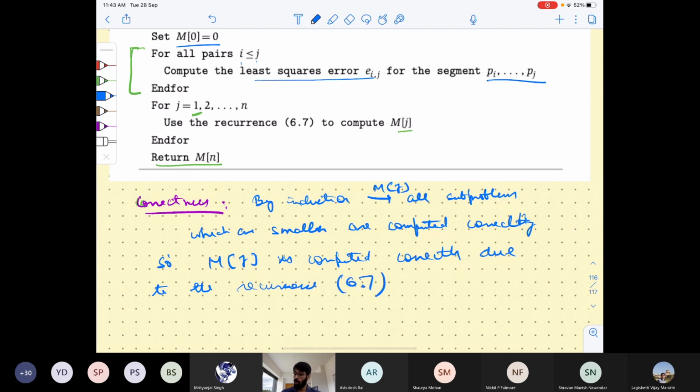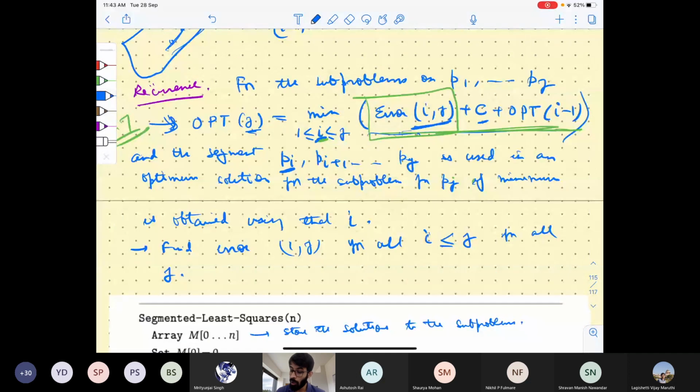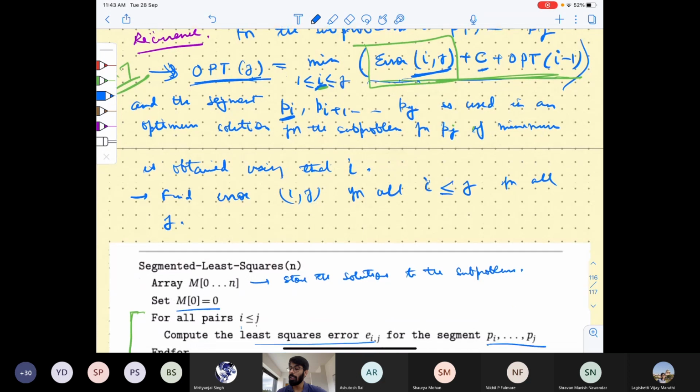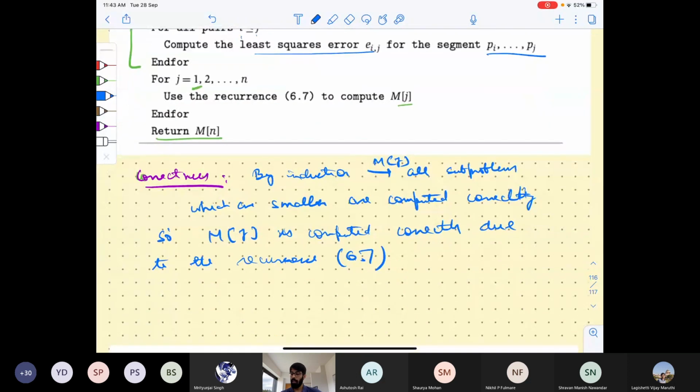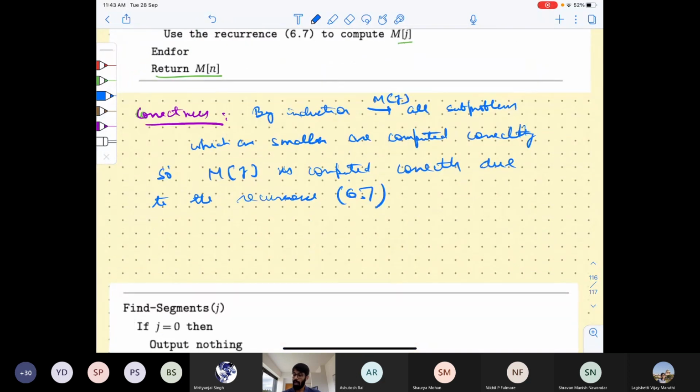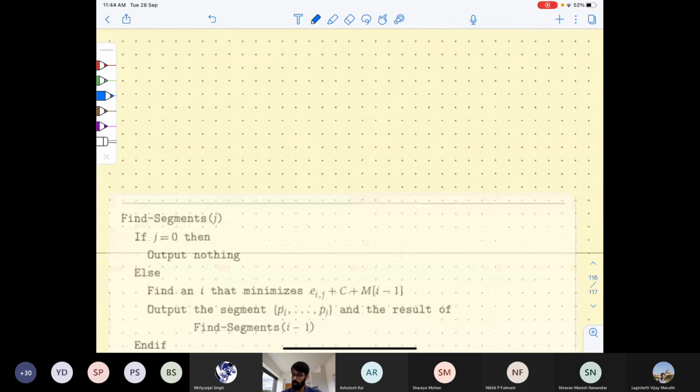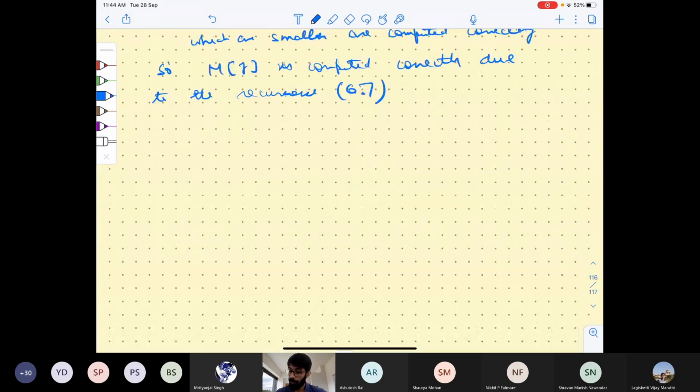6.7, right? Because 6.7 says exactly that: what is opt of j? Opt of j is the minimum over all i less than j of error of ij plus c plus opt of i minus 1. Right? So this is the correctness. And a quick runtime analysis if we want to do, let's say.